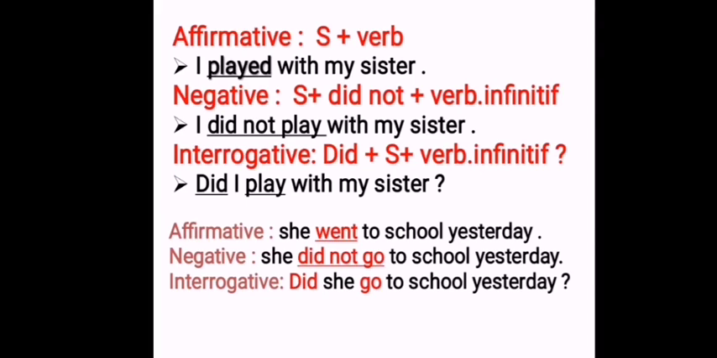So in the affirmative form, she went to school yesterday. In the negative, we add did not and we put the verb in the infinitive. The sentence becomes she did not go to school yesterday. Okay, so went is the verb to go in the simple past. That's why we said she did not go to school yesterday. Now in the interrogative form, did she go to school yesterday? Okay.